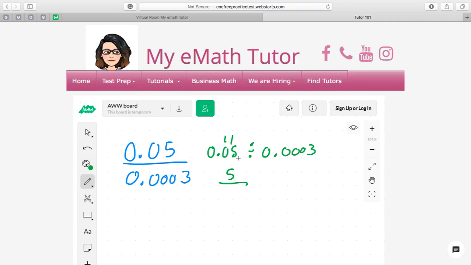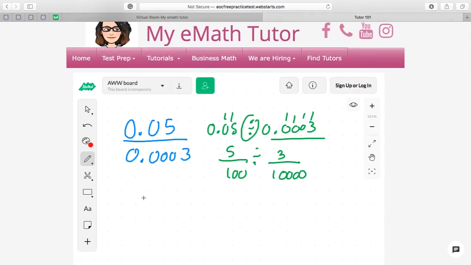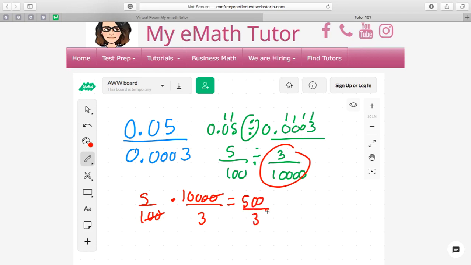So look, I have 2 decimals, so I'm going to do this as 5 over 100. This one, I'm just going to leave it like that. And then let's make this into a fraction. So this is going to be 3 over 1, 2, 3, 4, so 3 over 10,000. But because I'm dividing, I need to basically do the reciprocal of this, right? So times 10,000 divided by 3, and then I can simplify this one with this one, and my answer is going to be 500 over 3.